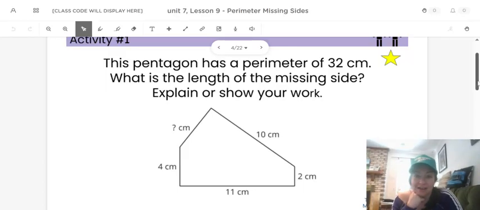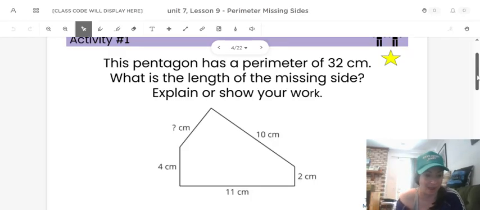It says the pentagon has, and penta means 5, pentagon has a perimeter of 32 centimeters. What is the length of the missing side? So here's what I want you to do. Take a moment, pause the video, I'll leave it up here, and then when you feel like you have solved it, solve it on your dry erase things. When you feel like you've solved it, unpause the video and I'll show you how I would solve it. Okay? Good luck.